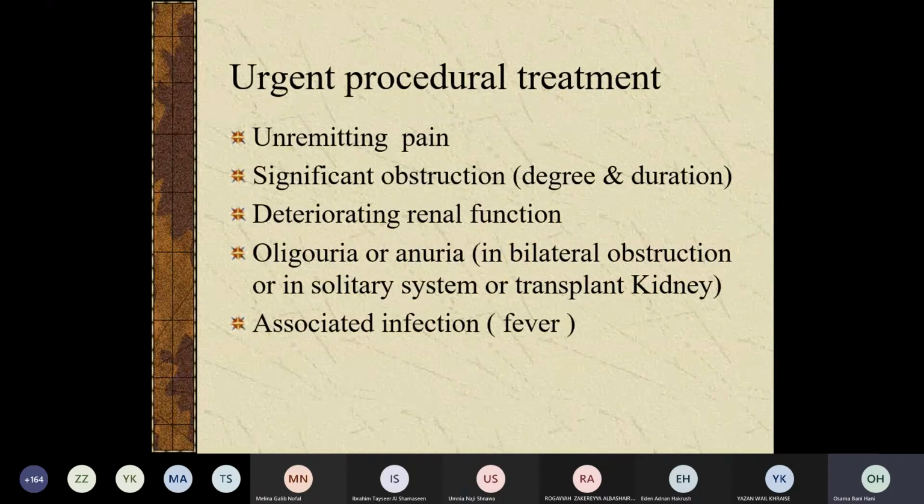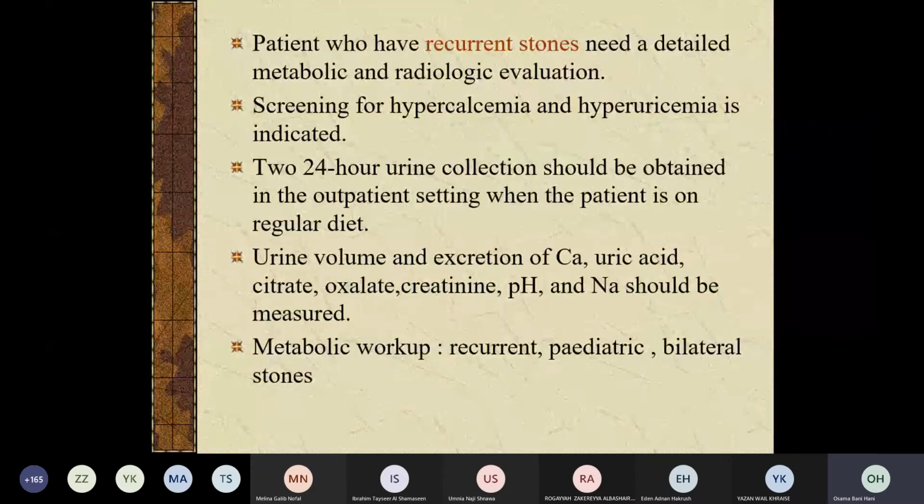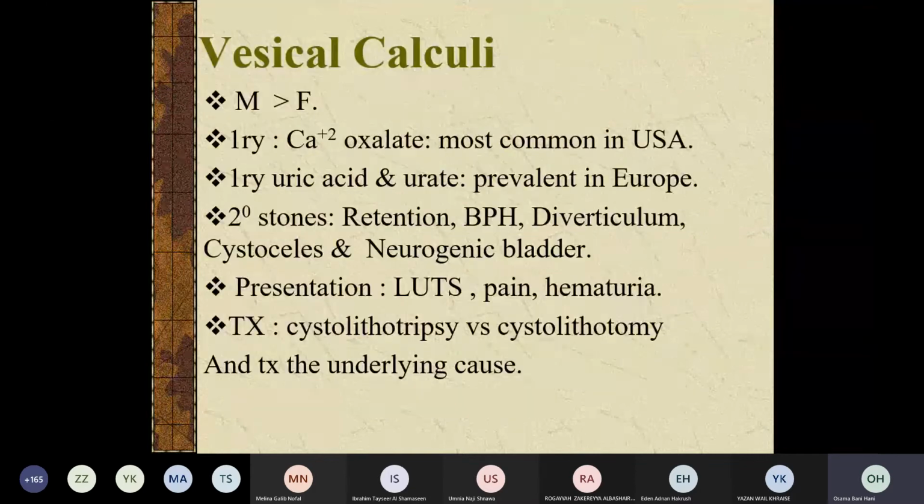Significant obstruction: if the patient is having significant obstruction, counting the degree and the duration of the obstruction. If the patient is having deteriorating renal function, if the patient is developing oliguria or anuria in bladder obstruction or obstruction in a solitary kidney. And the last one is if the patient is febrile, which means there is associated infection. We discussed this when we discussed whether the patient has a first stone or second stone.